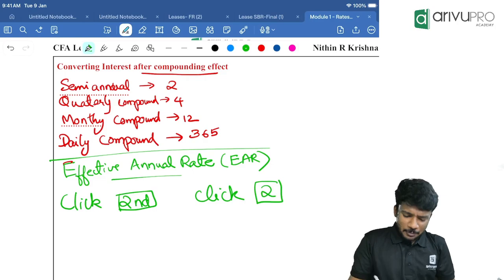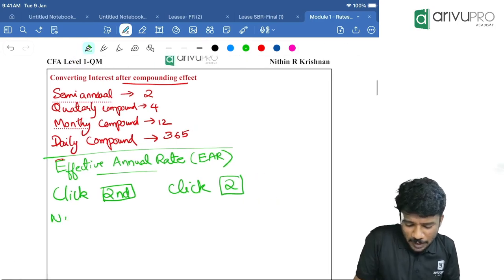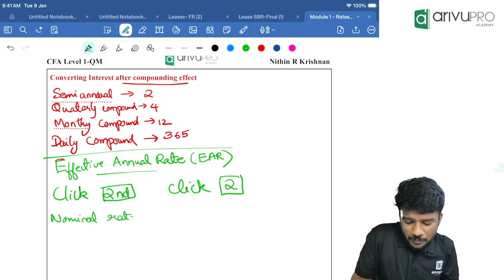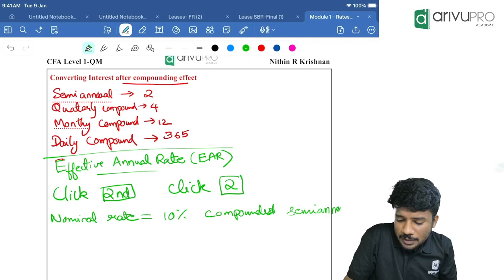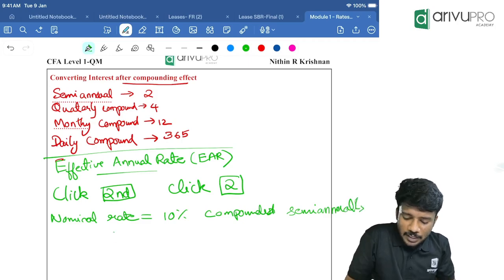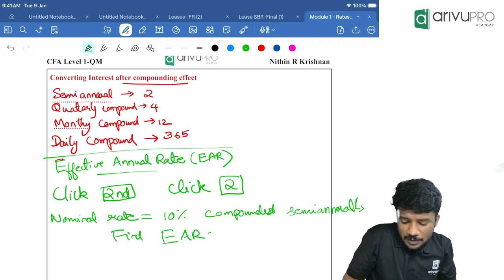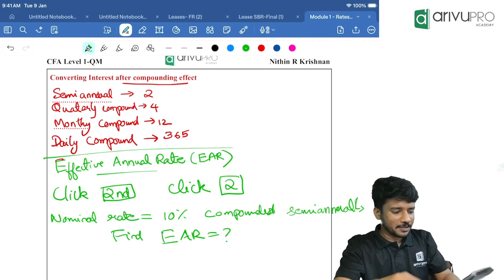Now I am going to tell you the nominal rate is 10% compounded semi-annually. That is the question I am going to give you. Find the effective annual rate. How to find the effective annual rate is the question.